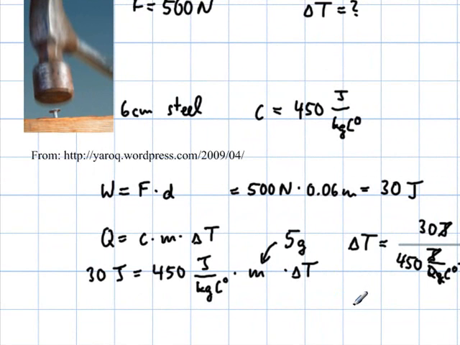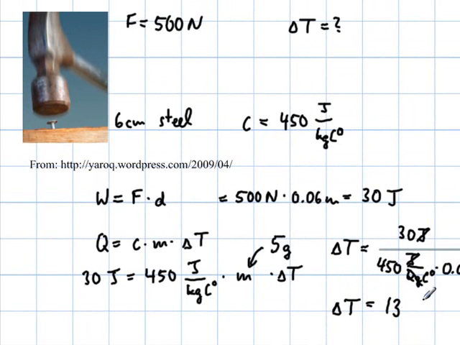These two divide, and I come up with delta T equals 13 Celsius degrees. Notice that dividing by the inverse of Celsius degrees, you're actually multiplying. So 13 Celsius degrees then means that if I start at room temperature of 20 degrees Celsius, I would heat up the nail to 33 degrees Celsius, so from around 70 Fahrenheit to approximately 90 Fahrenheit.